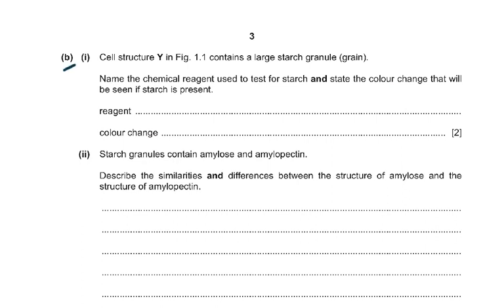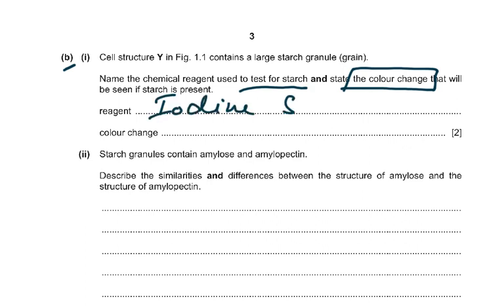Then coming to question B: one cell structure Y in figure 1.1 contains a large starch granule. Starch granules are found in the chloroplast. So name the chemical reagent used to test for starch and state the color change. Now you did not read that, and you're going to make a big mess of this if you don't do it correctly. The reagent, of course, is iodine solution. There's no doubt about that. You would know this, but if you just wrote iodine, I'm sorry, you won't get your mark for that. It is an iodine solution in potassium iodide. So you could have said that also.